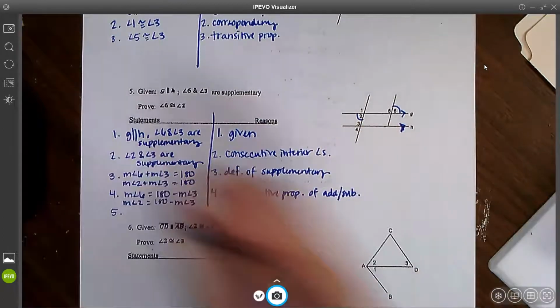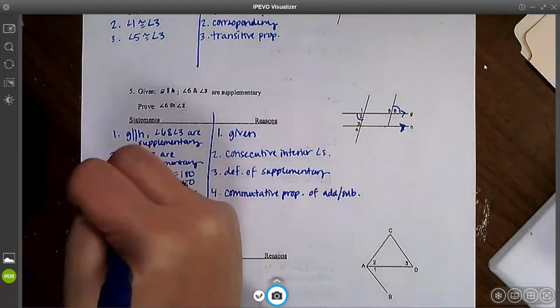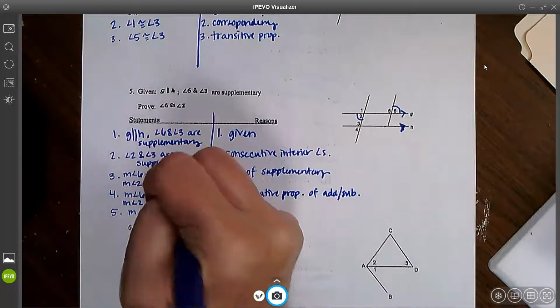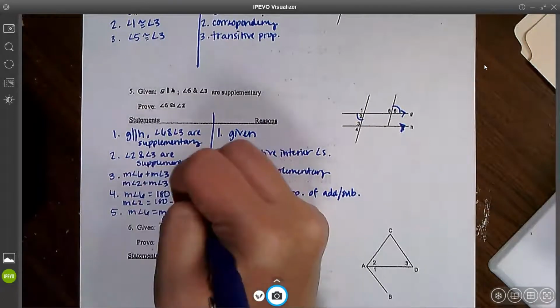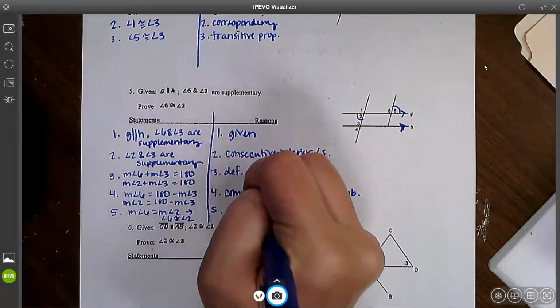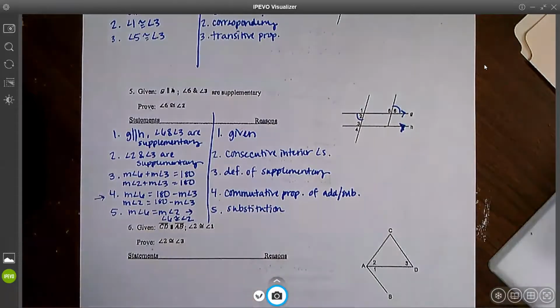And then number 5, I can say that these two things are equal. So the measure of angle 6 equals the measure of angle 2, which then means that angle 6 is congruent to angle 2, and this is by substitution. This step wasn't completely necessary. It was more just to show you what is going on in my thought process behind substitution.